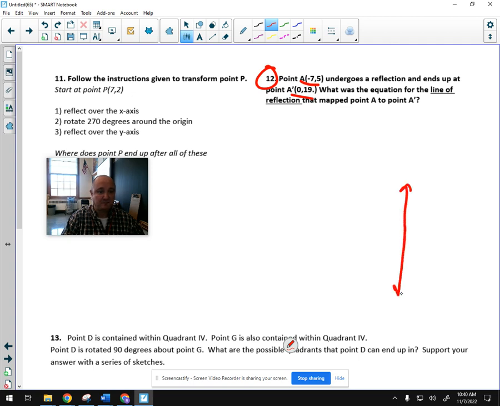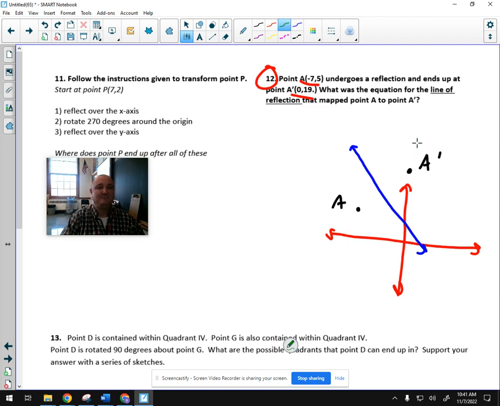All right. So in this situation, I'm just drawing a rough sketch just to kind of give me a sense of what's going on. I've got point A at negative 7, 5, and it's going to undergo a reflection. So negative 7, positive 5. And it's going to end up at 0, 19. So 0, 19 might be kind of way up here. What line was it reflected over? Well, I can kind of imagine that it's going to be something like this.